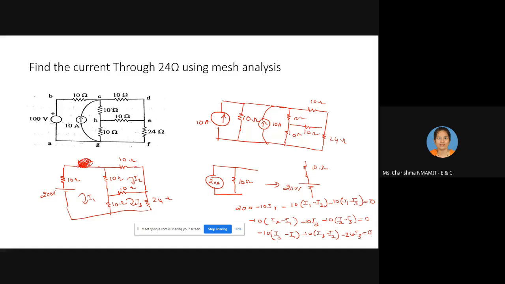You need not find all of I1, I2, I3; finding I3 alone is sufficient, because you need to find the current through 24 ohm. But when you are solving, you will get all the values, so you can write all the values I1, I2, I3. So what are the values of I1, I2, I3?